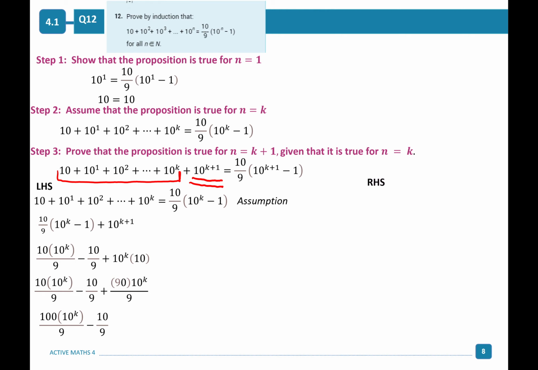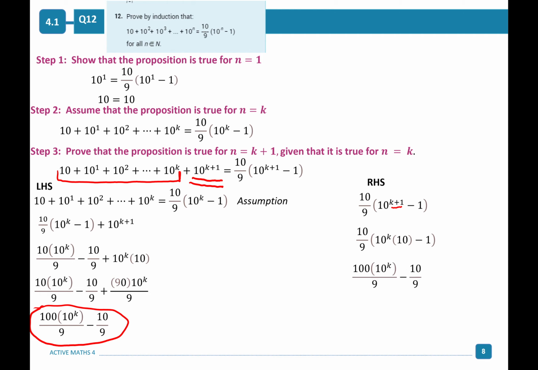Okay, let's look at our right-hand side. Our right-hand side is equal to 10 over 9 times 10 to the power of k plus 1 minus 1. Let's expand our brackets. Remember, we're trying to show that our left-hand side is equal to our right-hand side. So 10 over 9 times 10 to the power of k plus 1 minus 1 gives us 10 over 9 times 10 to the power of k times 10 minus 1. Again, we're just using our same exponent rule to separate out our exponents here.